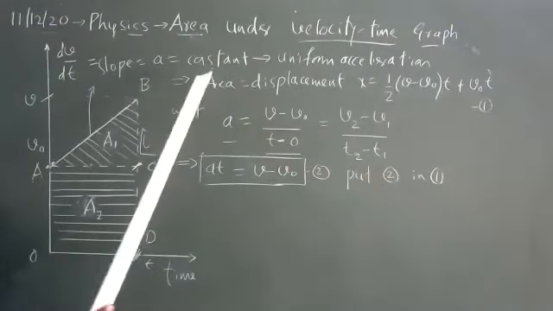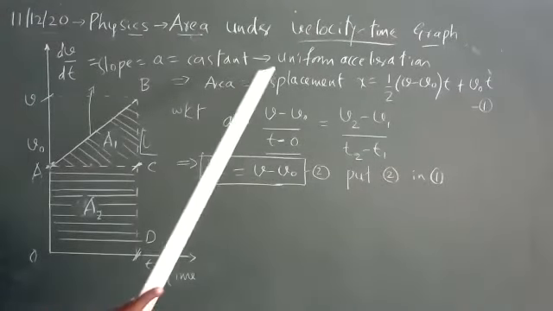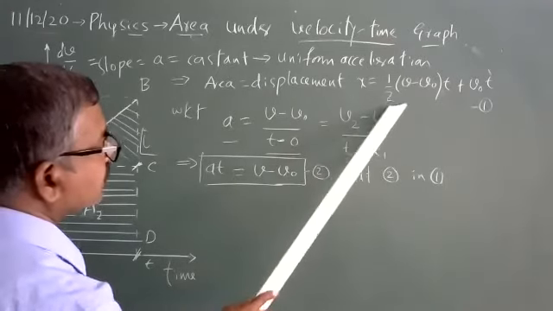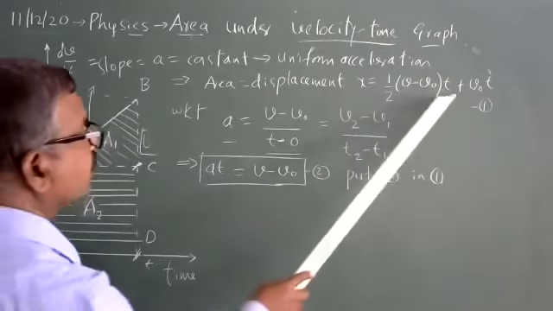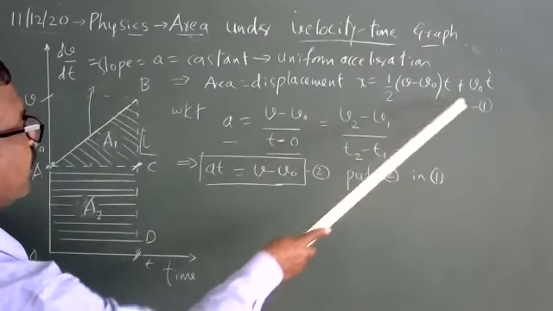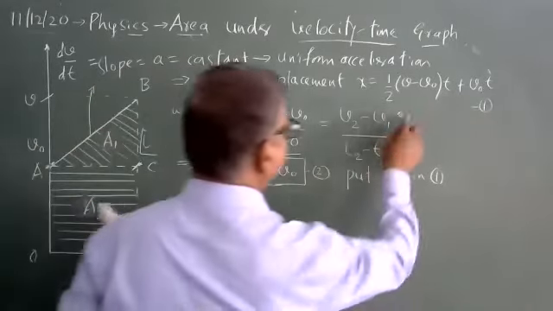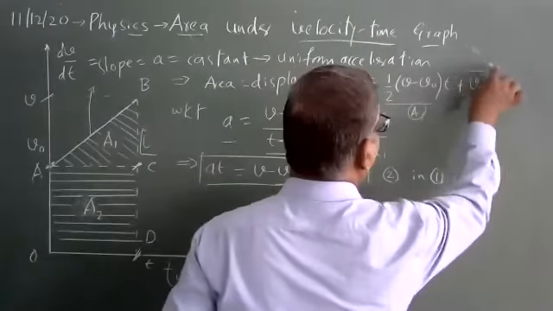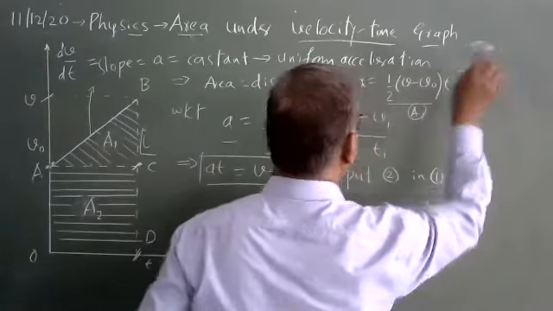I am interested in an expression for area, which is nothing but displacement, x equal to half. This is area. This first term is due to the area of a triangle. The second term is due to the area of a rectangle. A1 is the first term and A2 the second. Let me highlight it. This is A1 area. This is A2 area. And if I simplify.